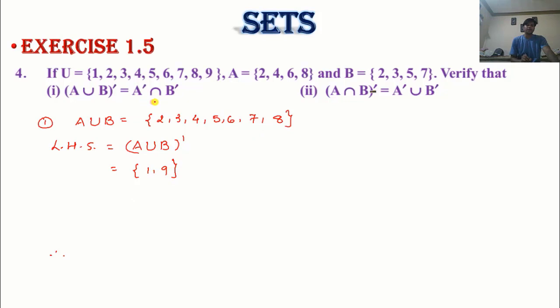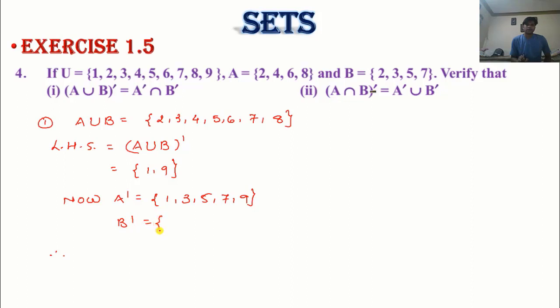Now for the right hand side, A' is required. Firstly, A' equals the elements of U except the elements of A. All even numbers are there, so obviously in A' all odd numbers are left. So you get in A' 1, 3, 5, 7.